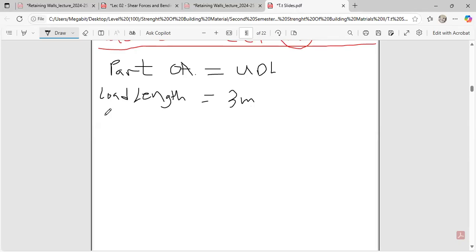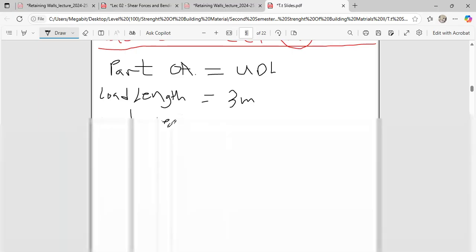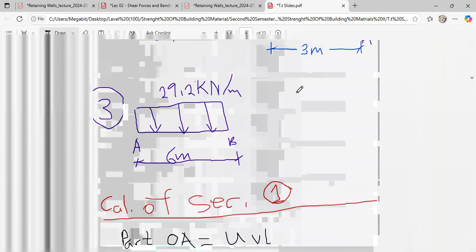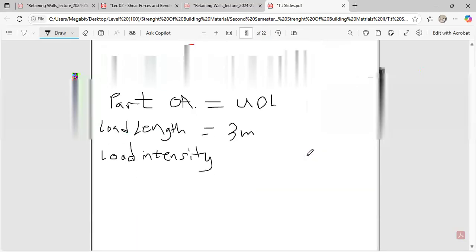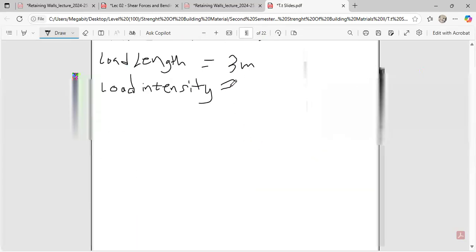What is the load intensity? Our load intensity is equal to the load that is on this beam. That is 29.2 kilonewton. So what is it? It's equal to 29.2 kilonewton per meter.